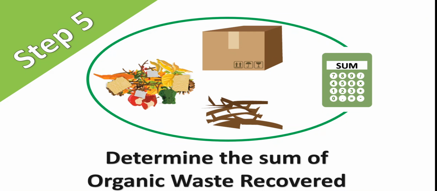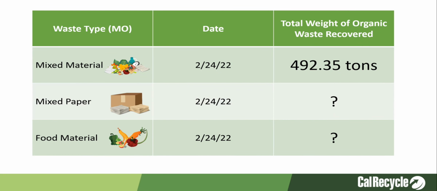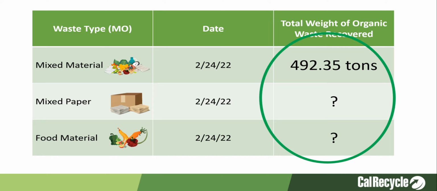So for step 5, determine the sum of organic waste recovered. To do this, the operator will add the total weights from step 4 for each waste type that was measured from a mixed waste organic collection stream. So if the operator had measured other material, such as mixed paper and food material in addition to mixed material, then the operator will add the totals together and determine the sum of organic waste recovered for that operating day.